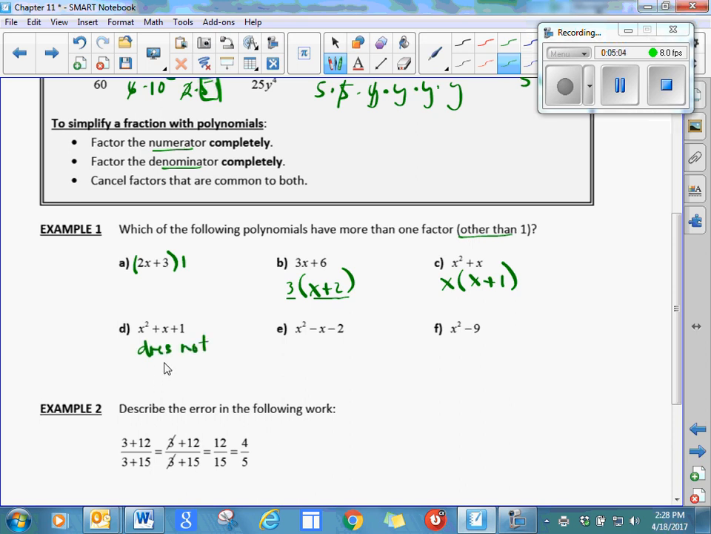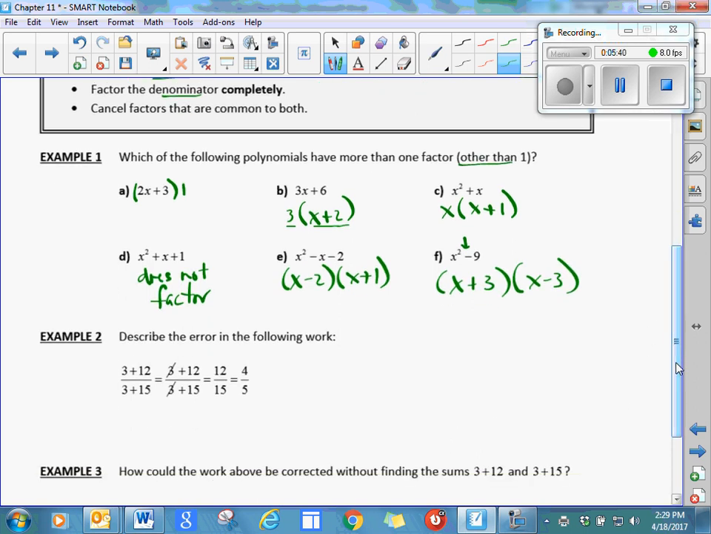Now, you can use the quadratic formula to solve and actually get the values for x, but this one does not factor. This one does factor. It has two factors, x minus 2 and x plus 1, that when you redistribute, this is what you end up with. So we can write this as the product of two factors. And I hope you recognize example F as the difference of two squares, which makes its factoring x plus 3 and x minus 3.